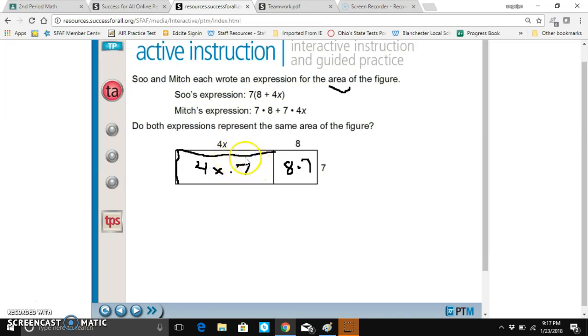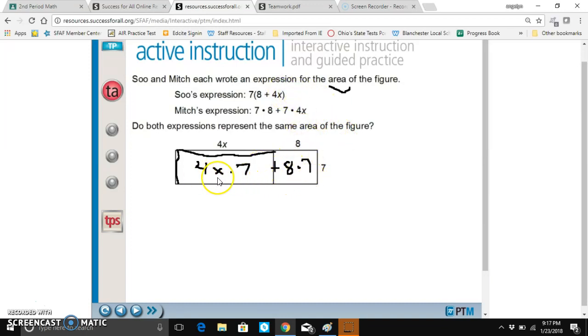Okay, and what would you do with these two areas, 4x times 7 and 8 times 7, to find the area of the whole thing? You would add the two areas together. So the expression we came up with is 4x times 7 plus 8 times 7. We need to see who is correct, or if they're both correct, or if no one is correct.